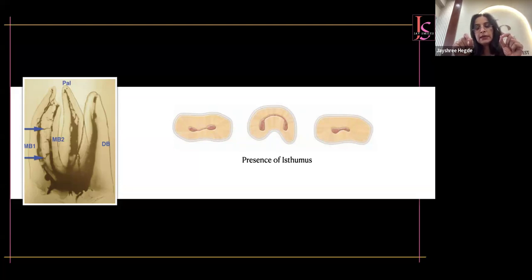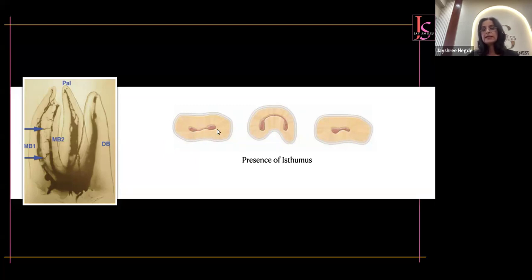Now, some might argue, I have done so many root canals, but my root canals have never failed. Either your patient is going somewhere else and not coming back to you, or it could be that the two canals have merged to form a single canal and you didn't have too many bacteria there in the canal to start with. Now, is it important for us to treat both the canals? The answer is yes. And because of this isthmus.